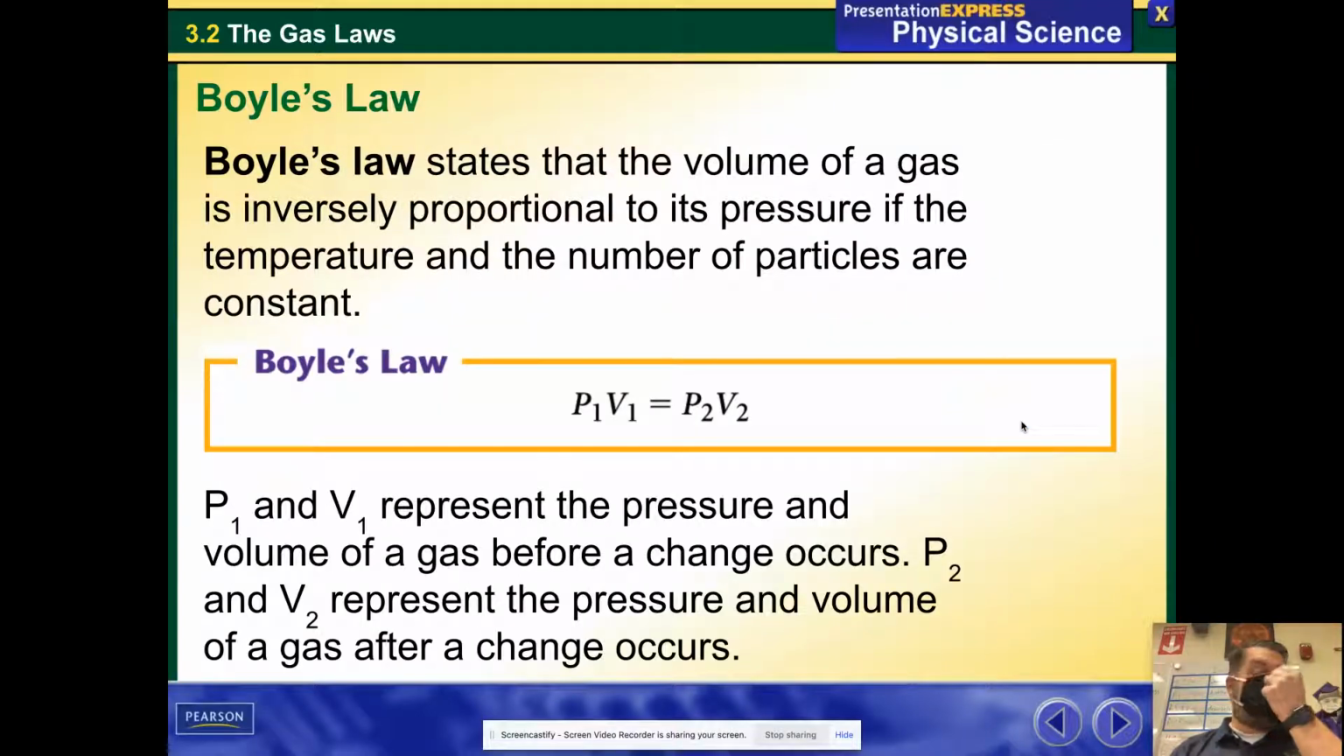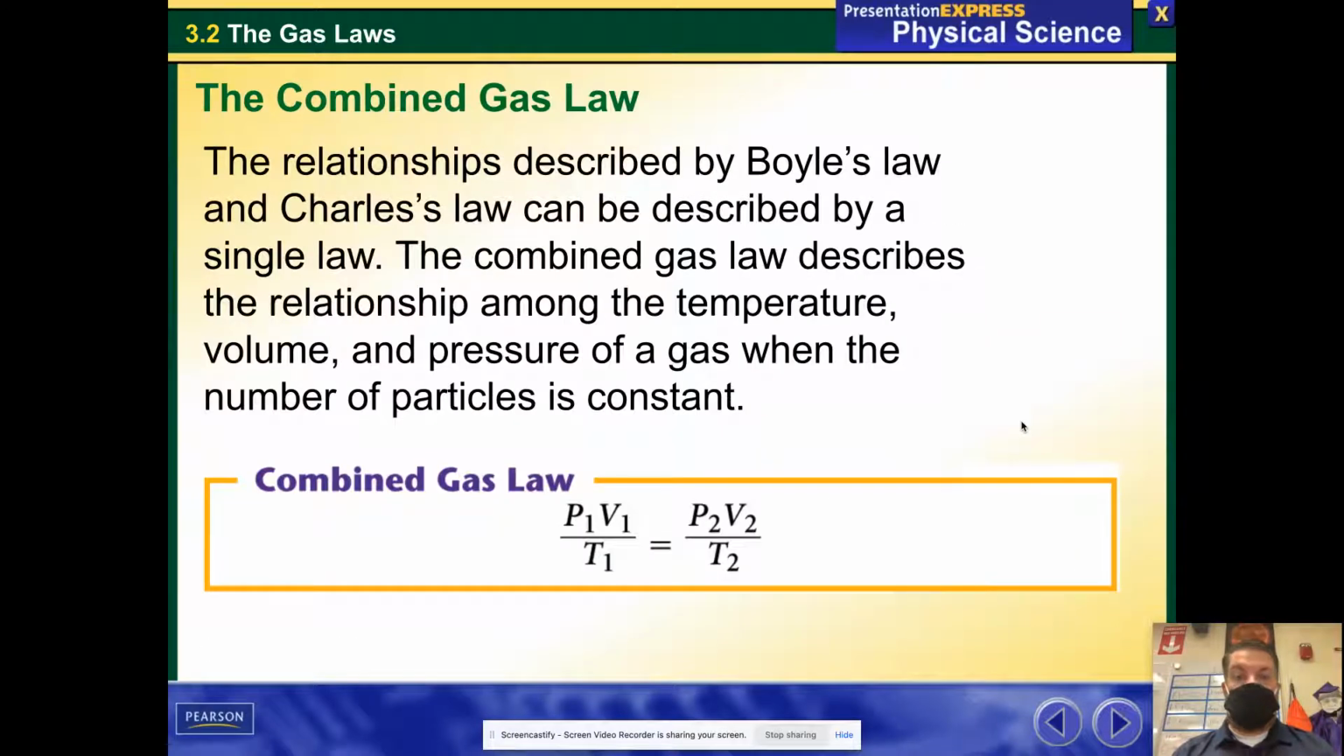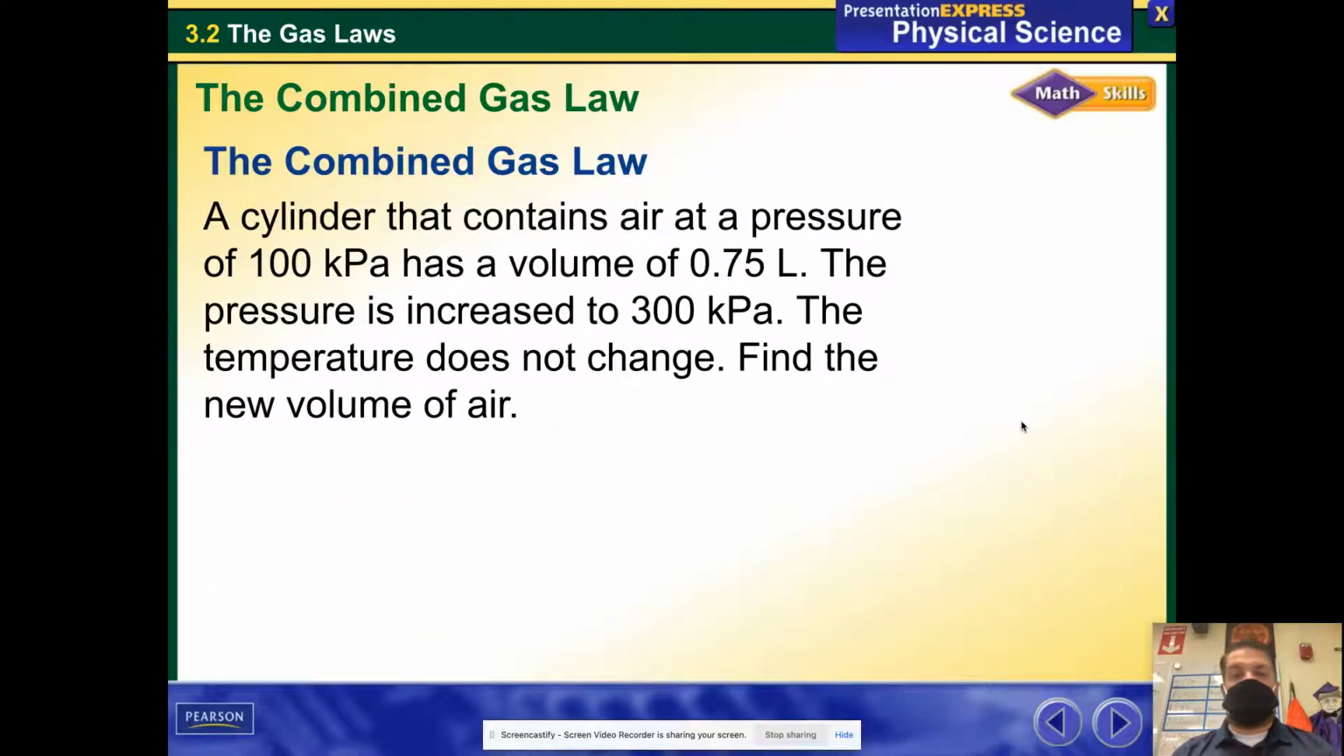So then this one is going to be the initial pressure times the initial volume should be equal to the product of the final pressure and the final volume. Notice that the temperature is constant. So now the last one is the combined gas law, and this one is putting them both together. In other words, the initial pressure times the initial volume divided by the initial temperature should be equal to the final pressure times the final volume over the final temperature. And we're going to do a worksheet on that today.